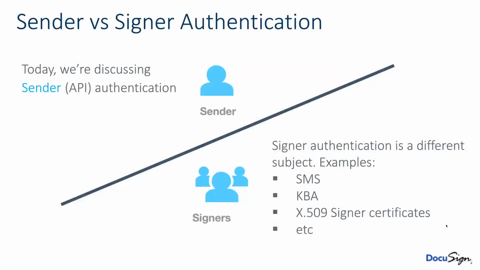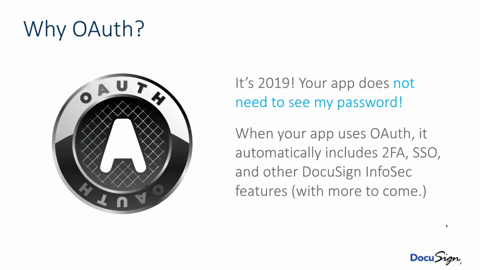Examples of signer authentication include SMS, KBA, which means knowledge-based authentication, X509 signer certificates, and we have many other ways of authenticating the signer as well. Signer authentication has to do with the issue of ensuring that the signer is who they say they are. We won't be discussing that further today. We're focusing on API authentication for your application.